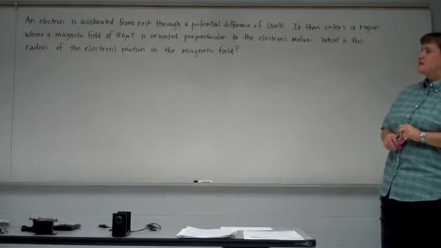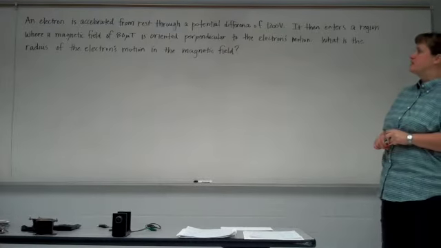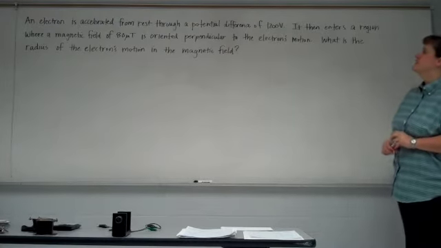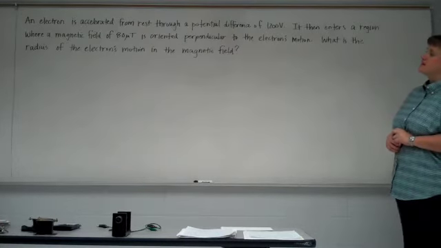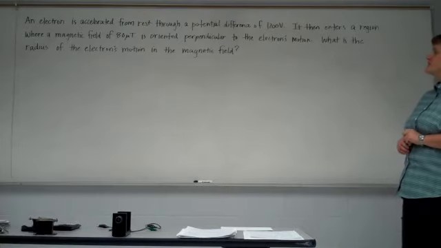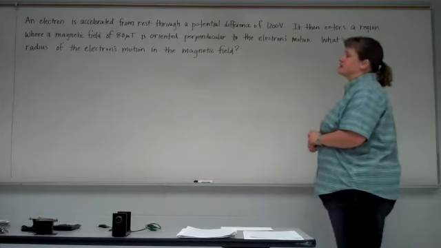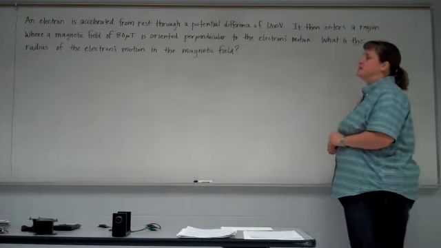We have an electron that is accelerated from rest to a potential difference of 1200 volts. It then enters a region where a magnetic field of 80 microteslas is oriented perpendicular to the electron's motion. What is the radius of the electron's motion in the magnetic field?